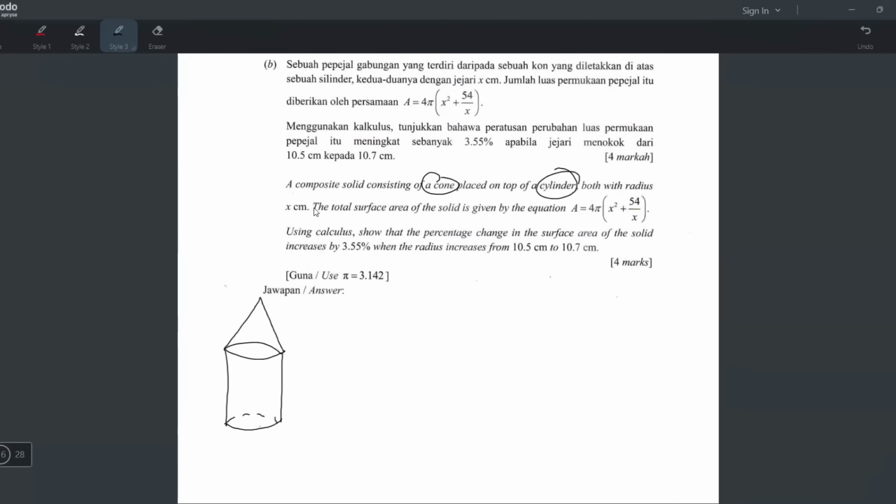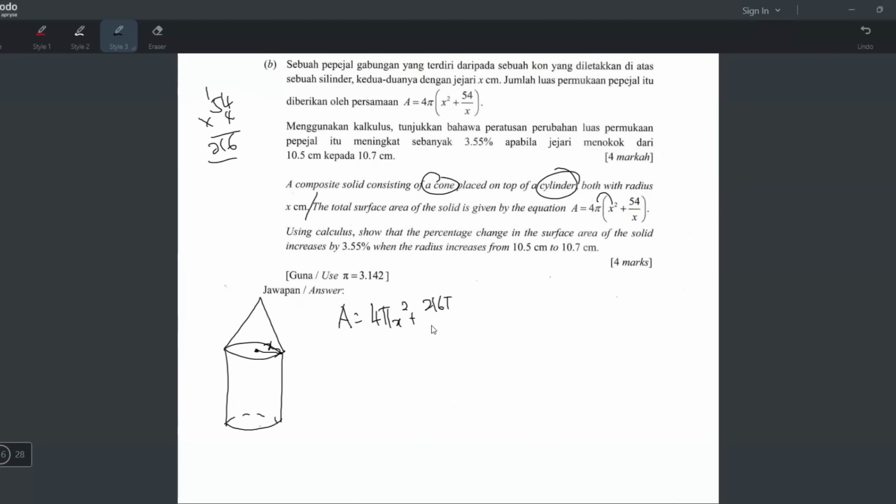Both with radius x cm. So they both have the same radius x cm. The total surface area of the solid is given by this. I already know it's a differentiation chapter, so why not we expand this? 4 pi x squared plus 4 pi times 54. I don't have my calculator with me now, so I'm just going to do it like that. 216. So it becomes 216 pi over x.